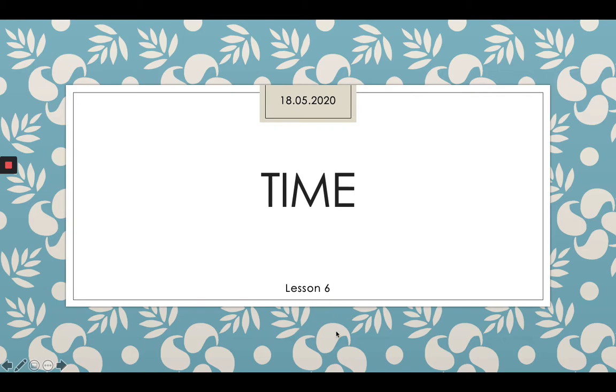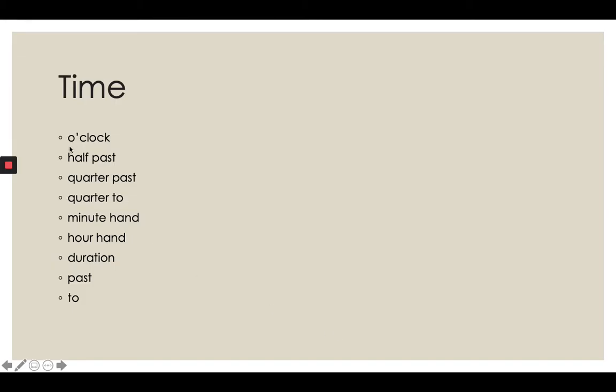Let's have a look at our keywords. We've got o'clock, half past, quarter past, quarter to, minute hand, hour hand, duration, past and to.